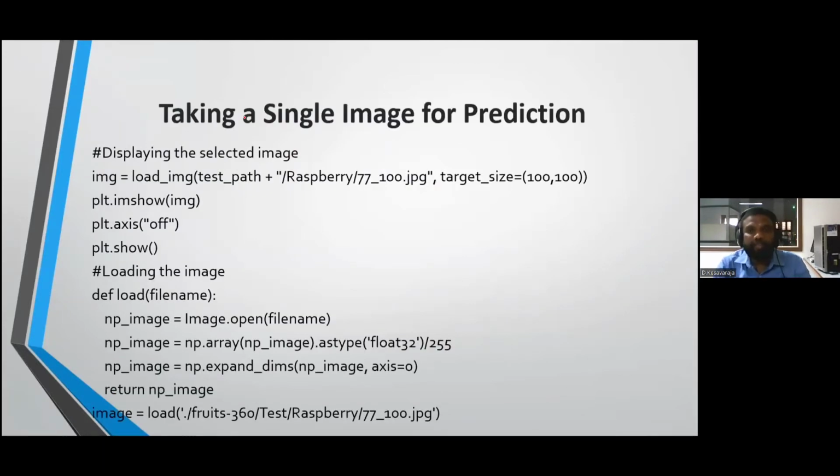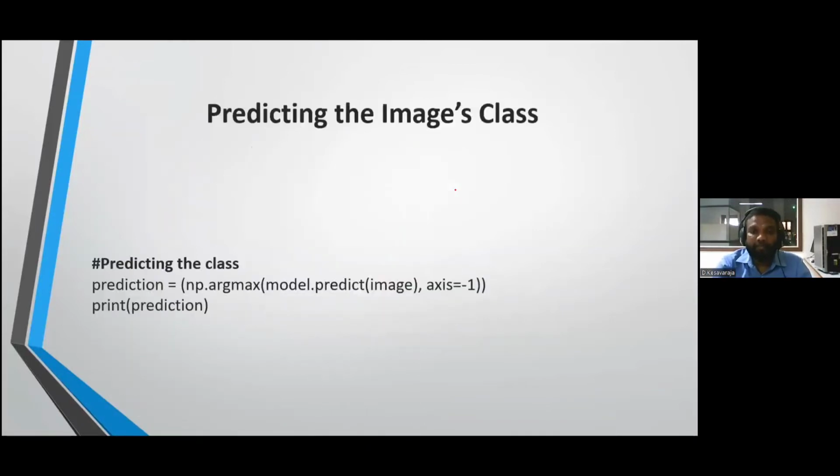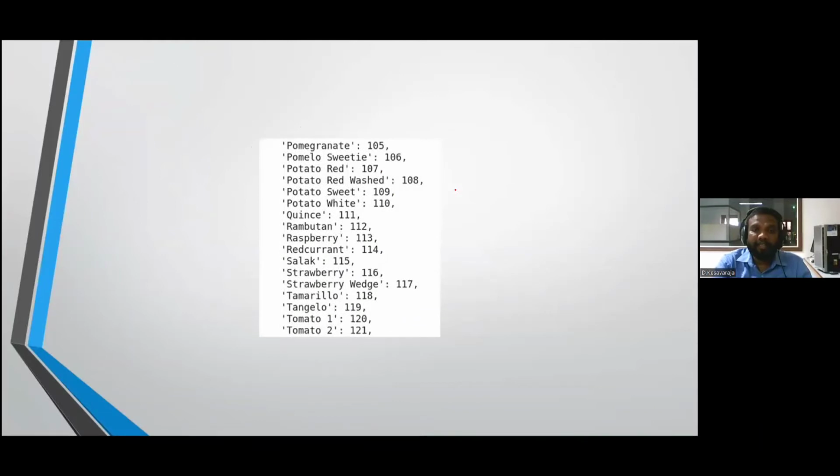You can do single image prediction by passing a single image. It can automatically predict that the image is a raspberry. Similarly, the class number is 113 and it is under the classes. So the system can automatically classify and return a result. This is the basic methodology for a convolution neural network.